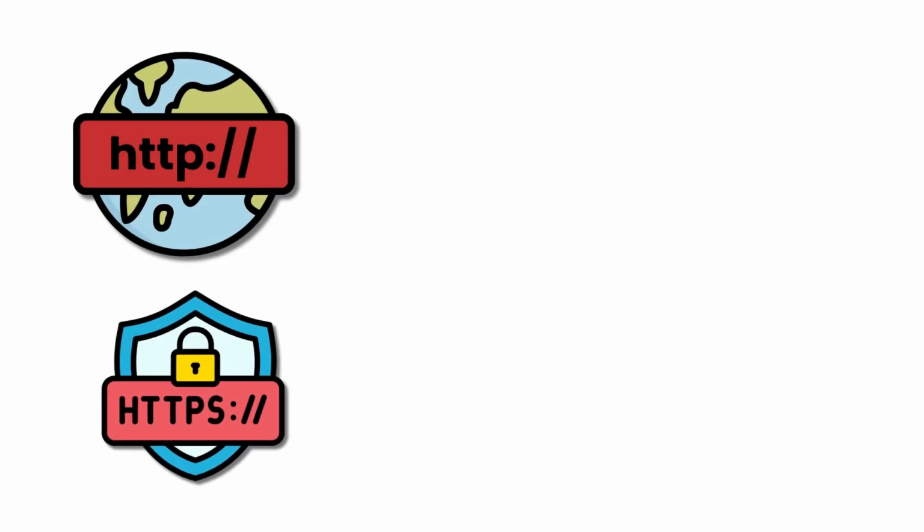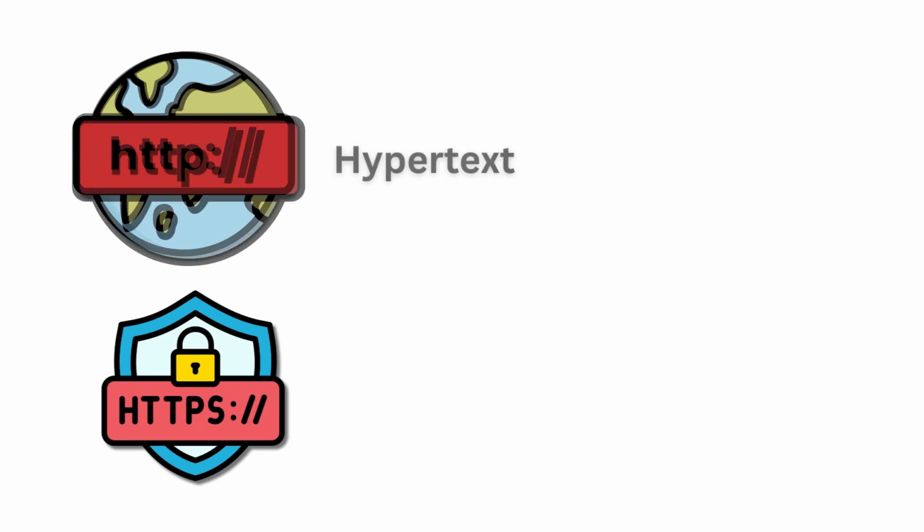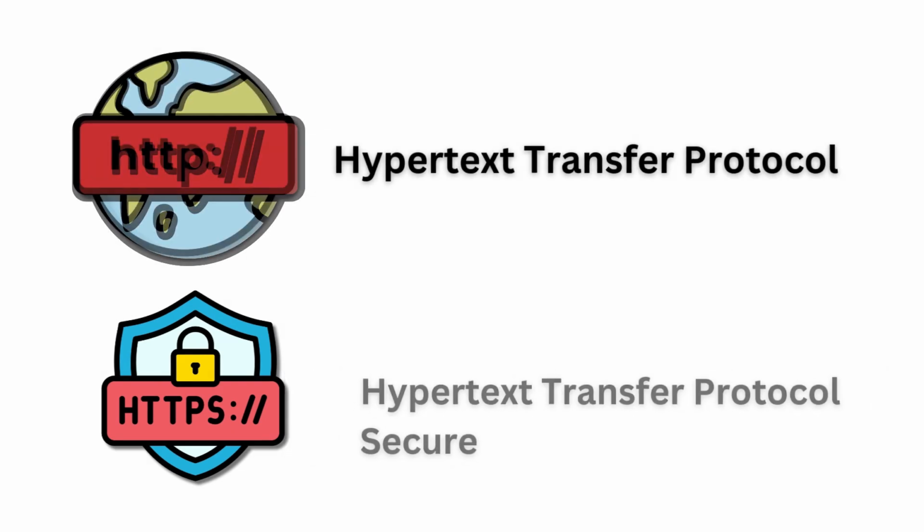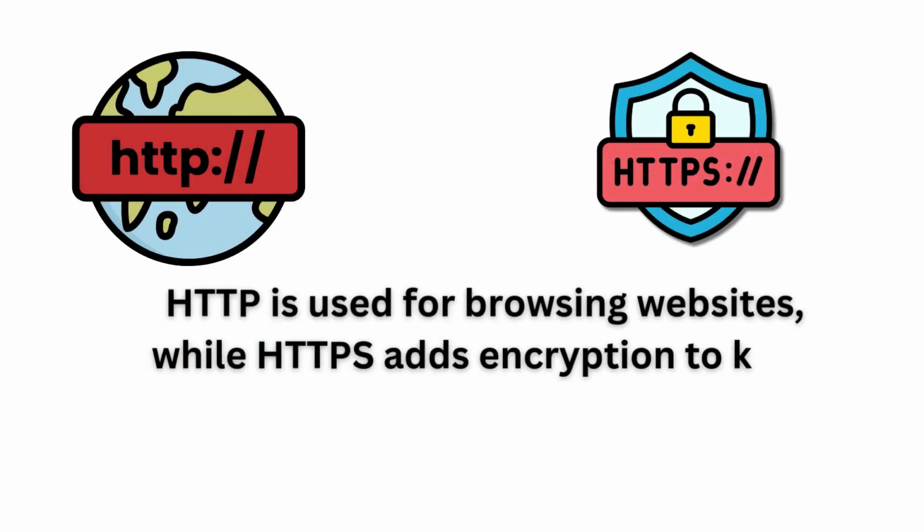Let's break down some of the most common application layer protocols and their specific codes. One is HTTP and HTTPS: Hypertext Transfer Protocol and Hypertext Transfer Protocol Secure. This protocol powers the web. HTTP is used for browsing websites, while HTTPS adds encryption to keep your data secure. It is the reason you can view videos, load images, and interact with web apps securely.